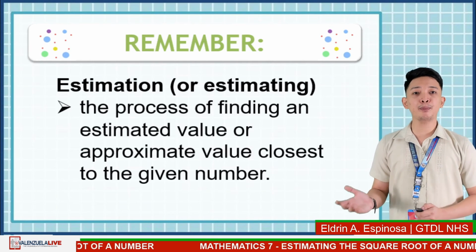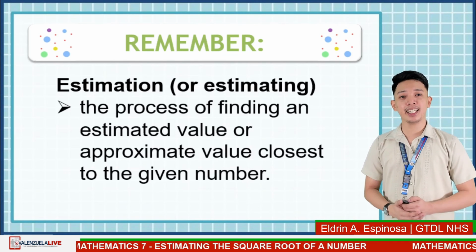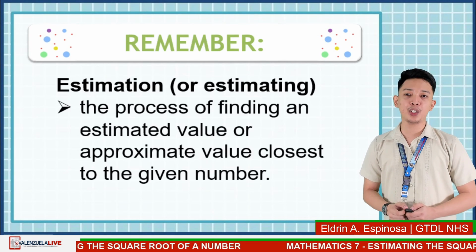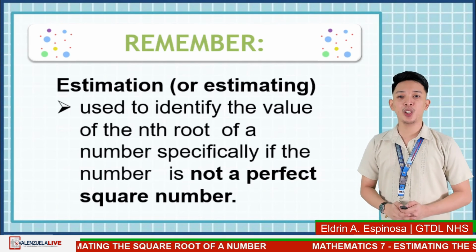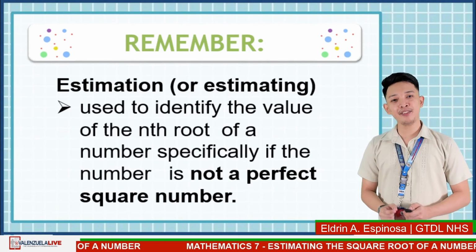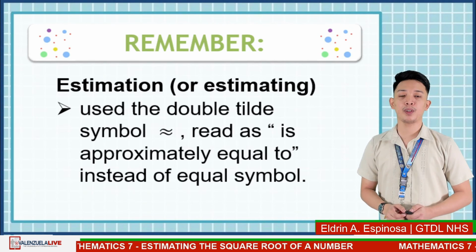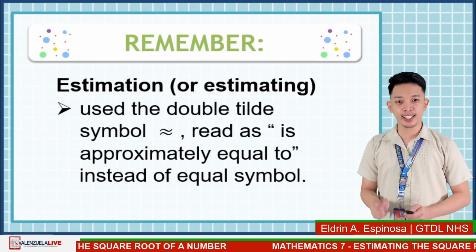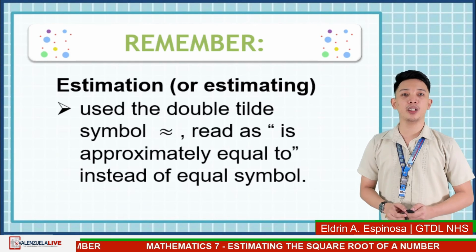So some of the important points of our today's lesson: estimation or estimating is the process of finding an estimated value or approximate value closest to the given number. Estimation is used to identify the value of the nth root of a number, specifically if the number is not a perfect square. We use the symbol ≈, read as "is approximately equal to," in giving an approximate value instead of the equal symbol.